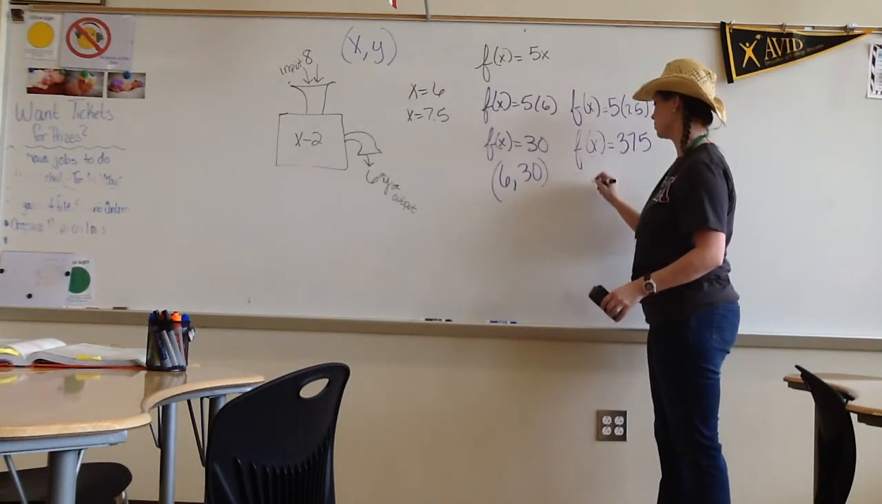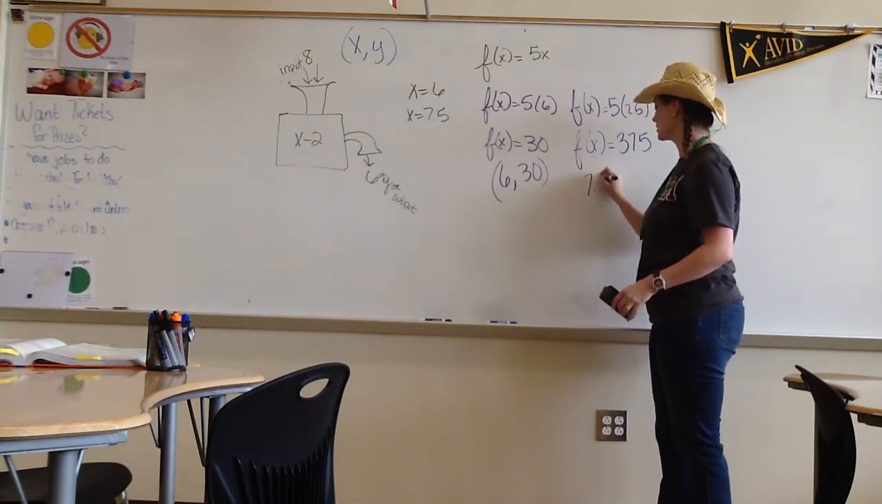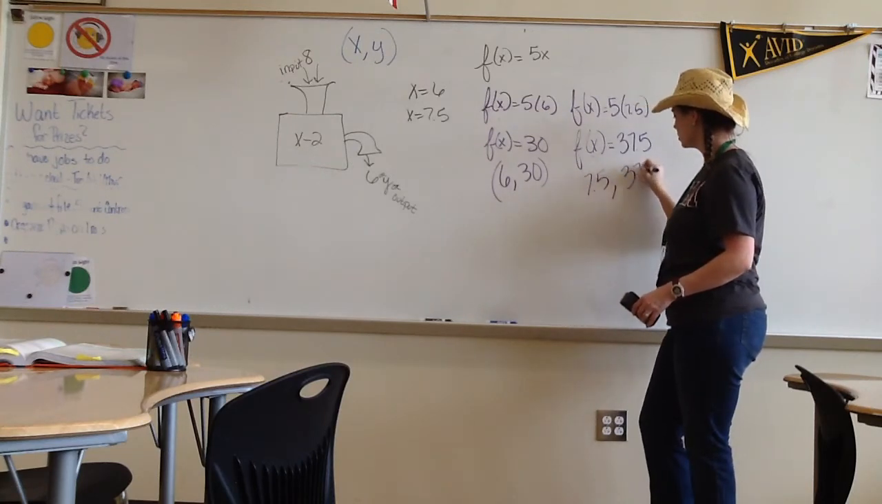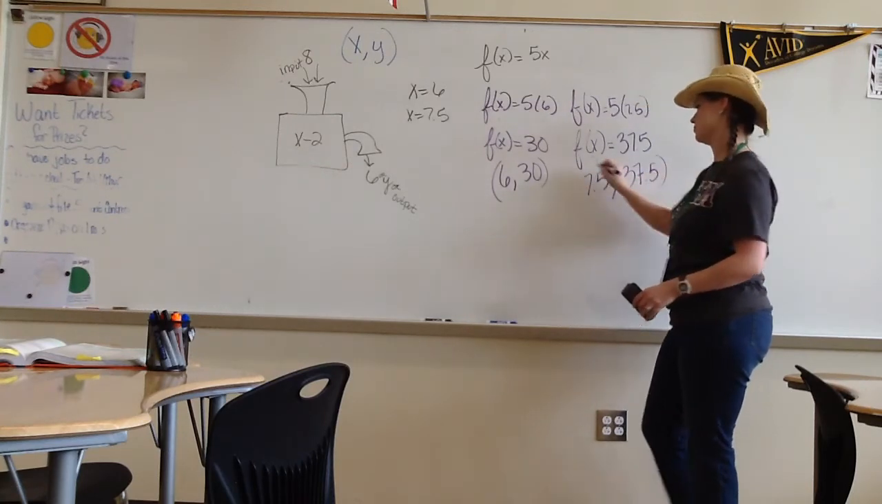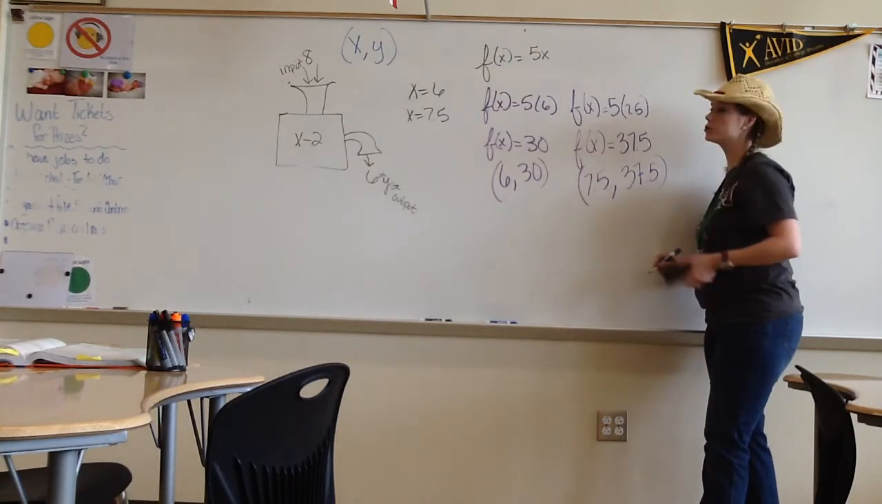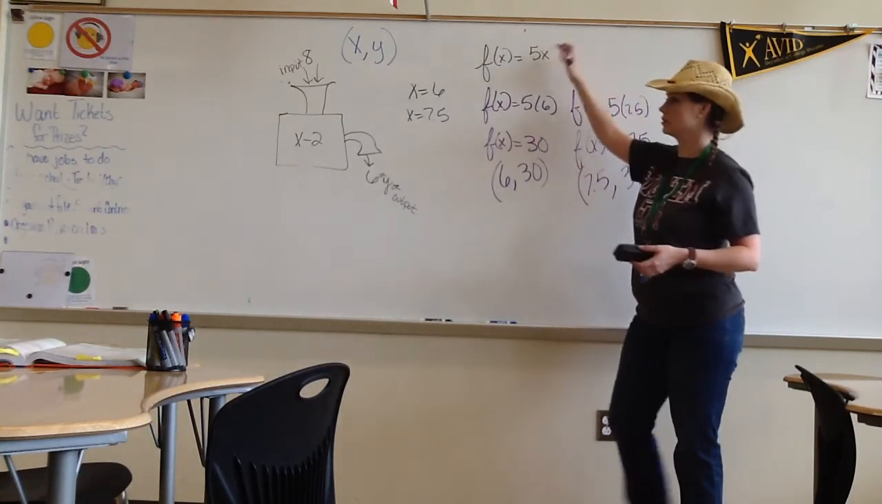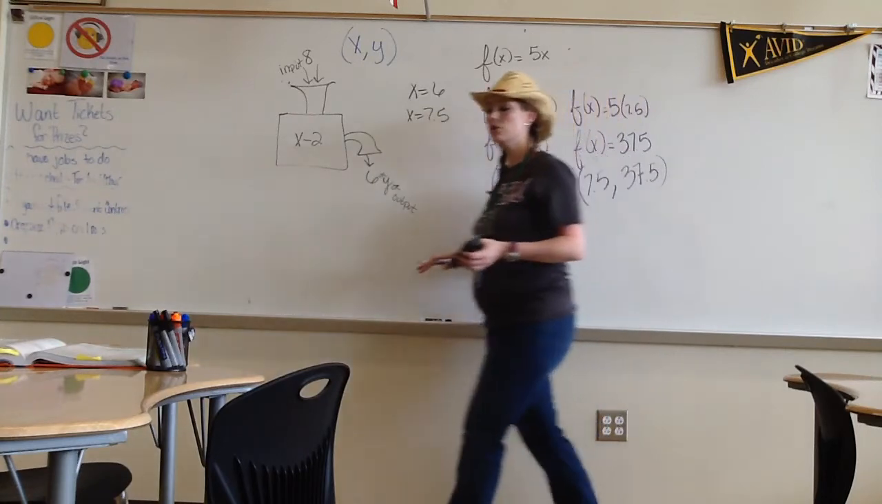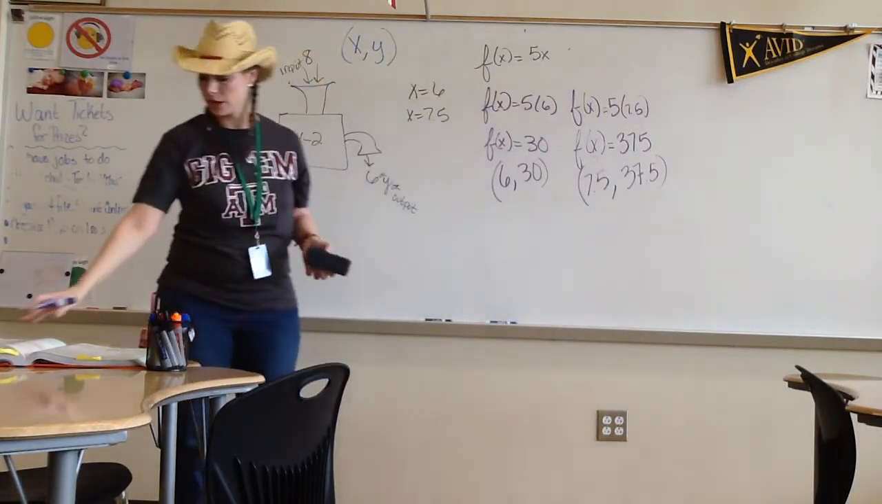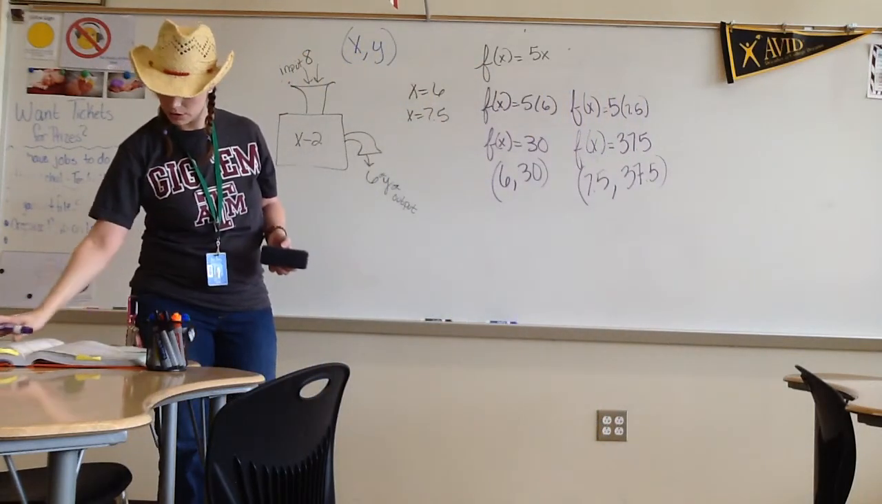So then that means you could write it as an ordered pair. When x is 7.5, your output is 37.5. And those would be your solutions to this function when these are the answers. You can also take this information and put it into a graph. Okay?